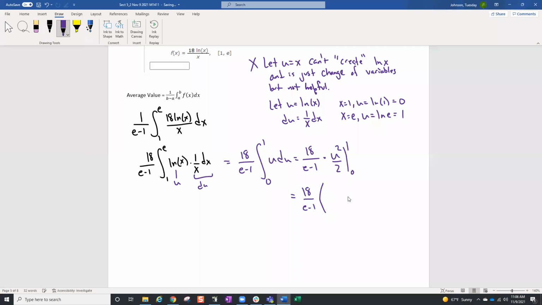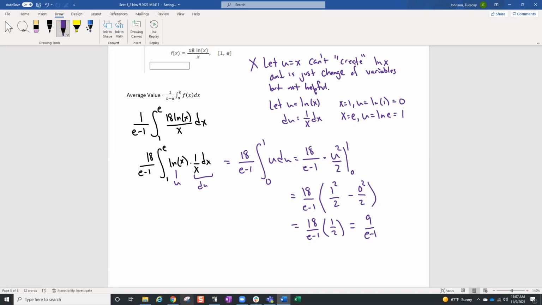I'm going to leave that whole thing out in front, and I'm going to do 1 squared over 2 minus 0 squared over 2 in parentheses. Instead of putting this 18 over e minus 1 times each of them, it's frustrating. So I just leave this coefficient out front and only have to deal with it once instead of twice. This is 18 over e minus 1 times 1/2, which is 9 over e minus 1.